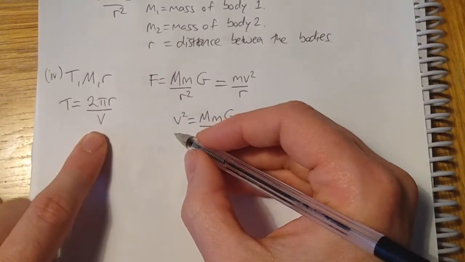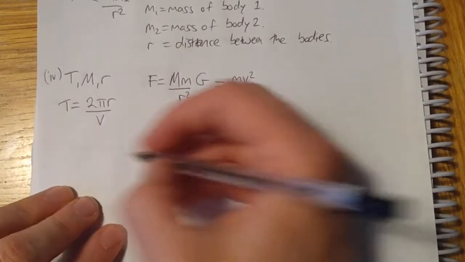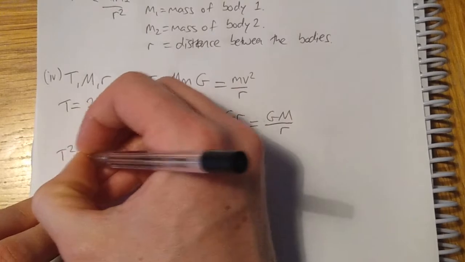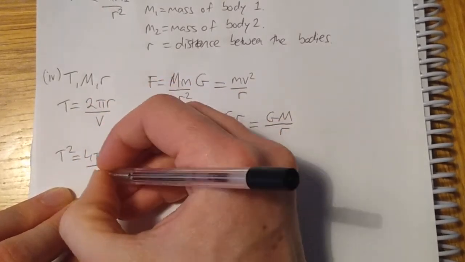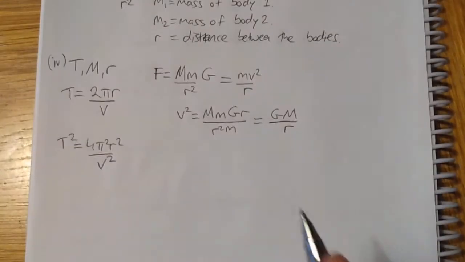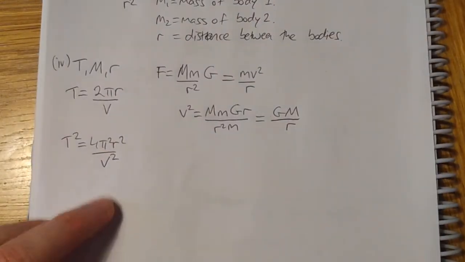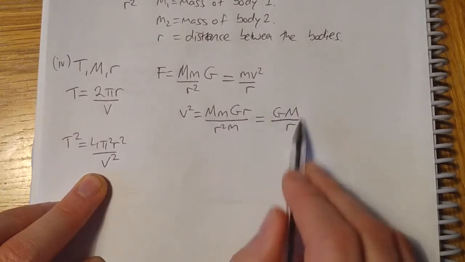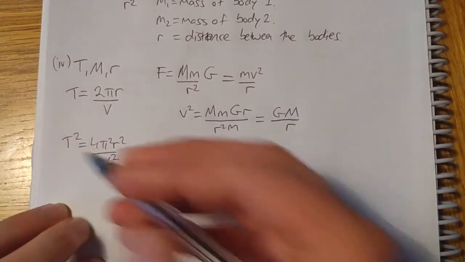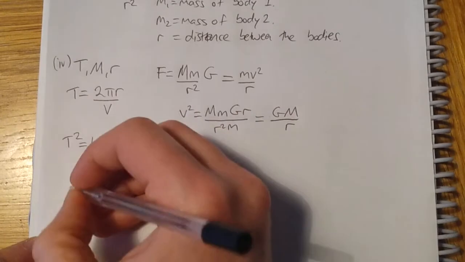I don't have a v squared in my period formula, so I'm going to force it to be there by squaring everything. So my v squared is there now. It's 1 over v squared though, so I've got to do the inverse of this, r over GM. Alright, so you're still with me, there you are, good.